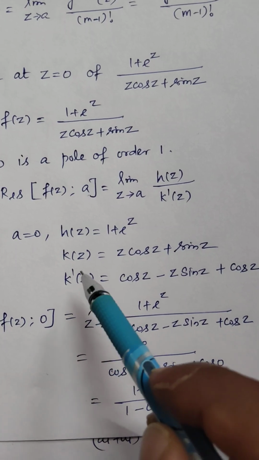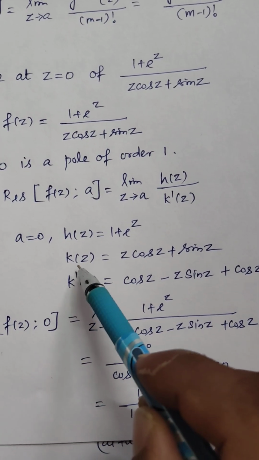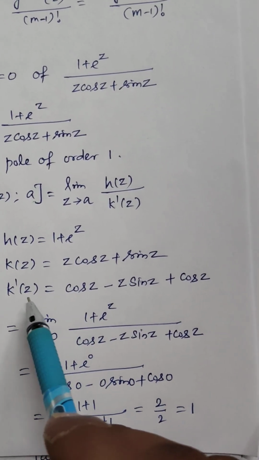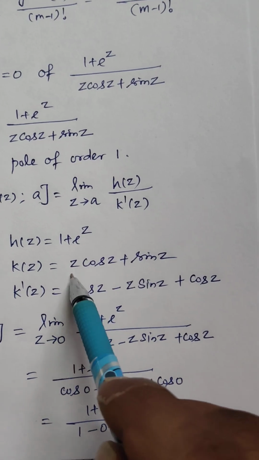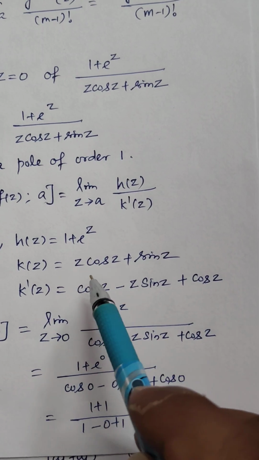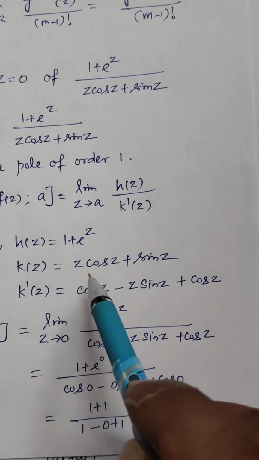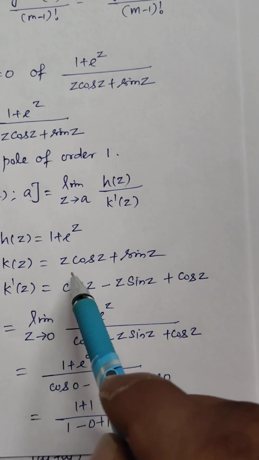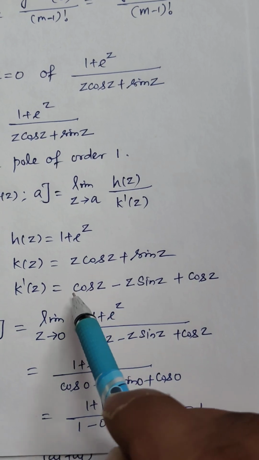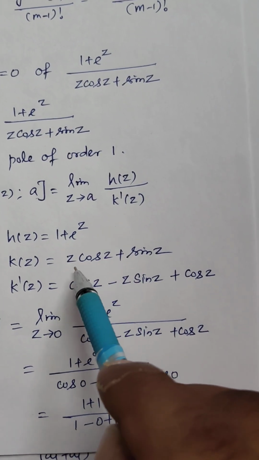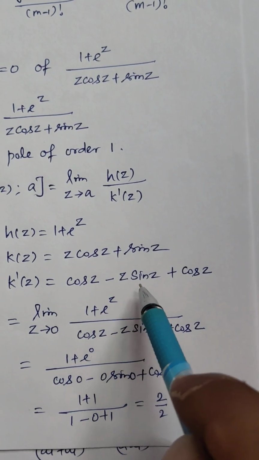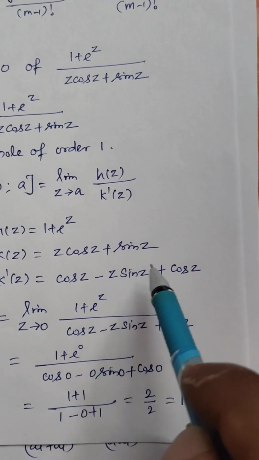That means differentiate one time with respect to z. So k dash of z is equal to, here we have u v, okay? So we know how to differentiate u v. The formula is u dv plus v du. So differentiate z, we get 1, and cos z is kept constant, therefore cos z into 1 is cos z. And keeping z constant, differentiate cos z, we get minus sin z, therefore minus z sin z, plus the differentiation of sin z, which is cos z.